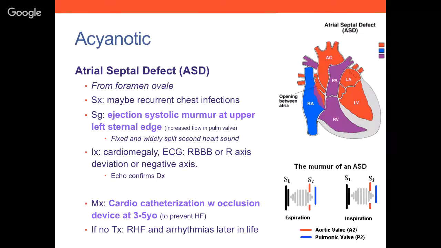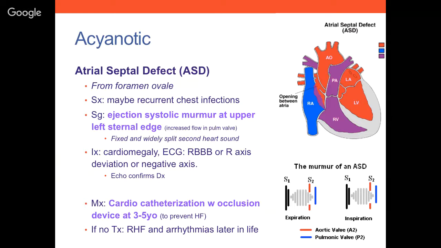Okay, so the first one is atrial septal defect, so an ASD. And that's from the foramen ovale, which we remember is between the 2 atria. So it stays open, it becomes an ASD. It just never closes. For the most part, these guys are pretty asymptomatic. They might get some recurrent chest infections and it's like, oh, my baby keeps getting sick, and you're like, oh wait, maybe they have a defect. But for the most part, they are not as symptomatic.